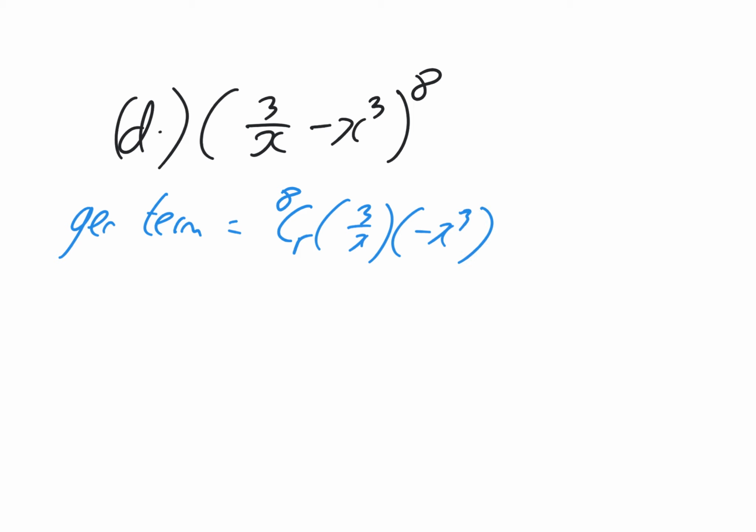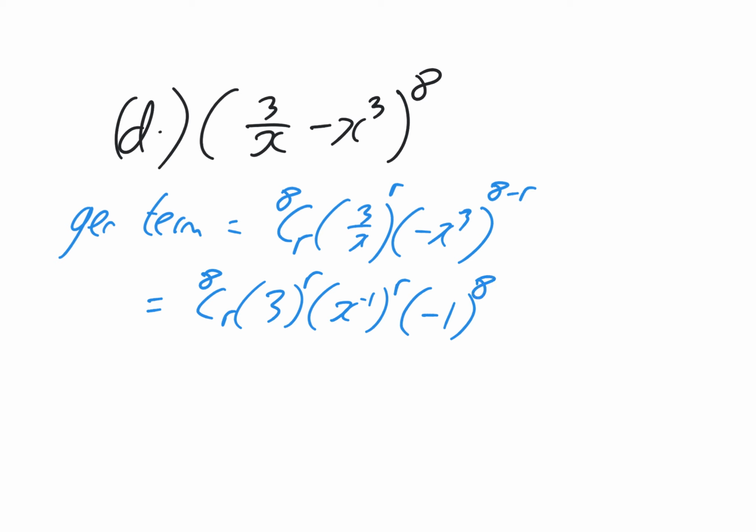And ooh, which one is trickier here? Hard to know. I will go for this one. I'll call this one my r term, and this one then is my 8 minus r. So my general term is equal to this. A lot of splitting up and tidying up then. So it's 8Cr. I'll take my 3 out, 3 to the power of r. Then that's minus 1 over x, which is x to the minus 1, and this is the power of r. Then over here, I actually have a minus to come out as well. So minus 1 comes out, and it's the power of 8 minus r. And then I've just got x cubed, and it's the power of 8 minus r.